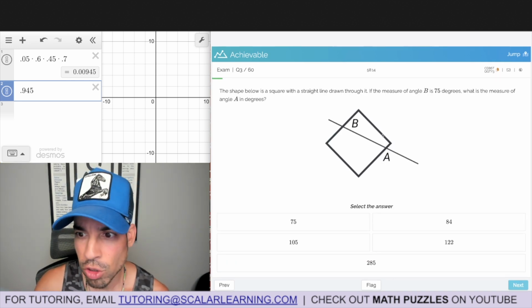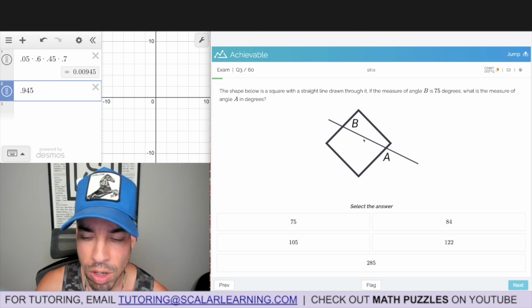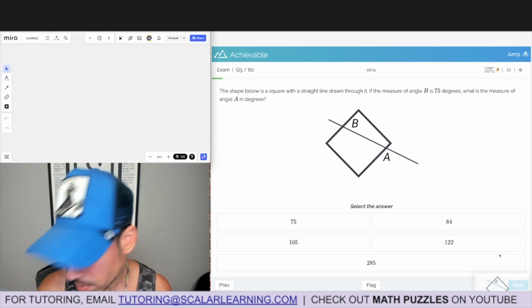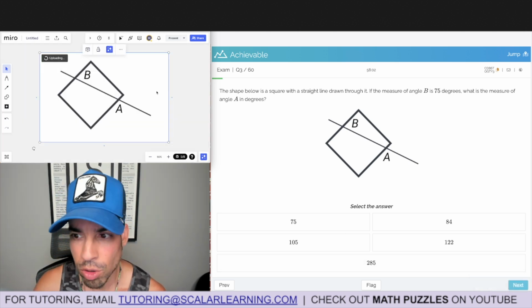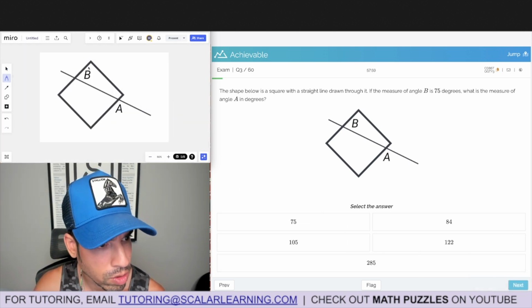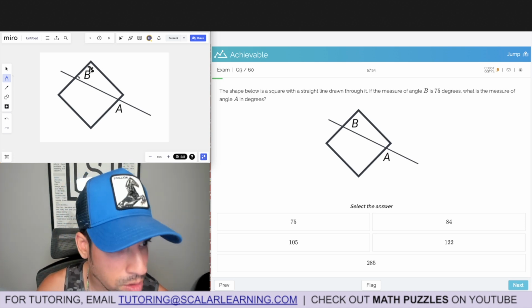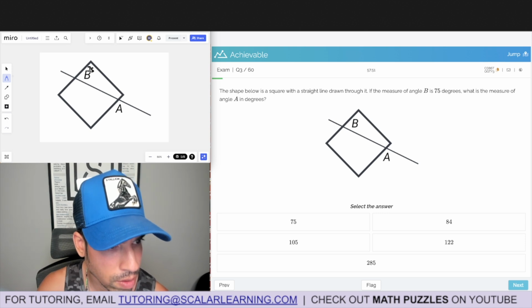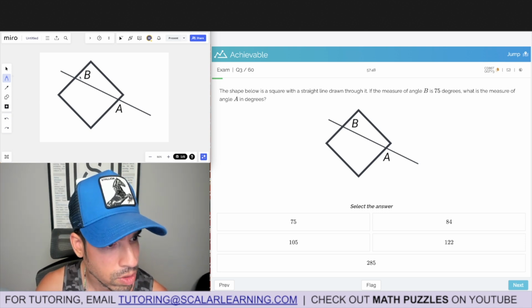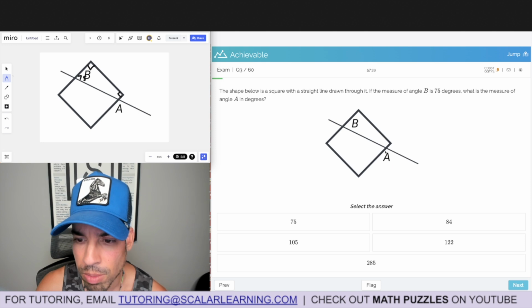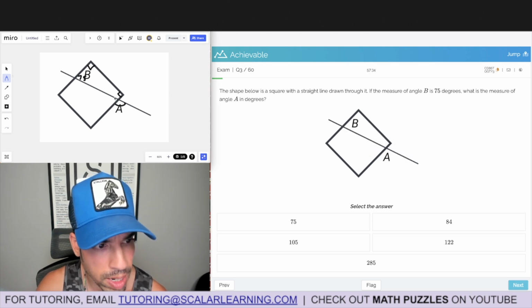A shape below is a square with a straight line drawn through it. The measure of angle B is 75 degrees. What is the measure of angle A? Okay, here, let's pop this over here, and we're going to draw this out a little bit. All right, so check this out. The measure of angle B is 75 degrees, so this is 75 up here. And what is the measure of angle A in degrees? So let's see, it's not a parallel line, so if that's 75, oh, sorry, B is not that, obviously, right? B is down here, 75. This is 90 then, because it's a square. And this is 90. Is angle A? Okay, so I'm assuming angle A is this angle here. Okay, so angle A is this one, and which is vertical with this one.